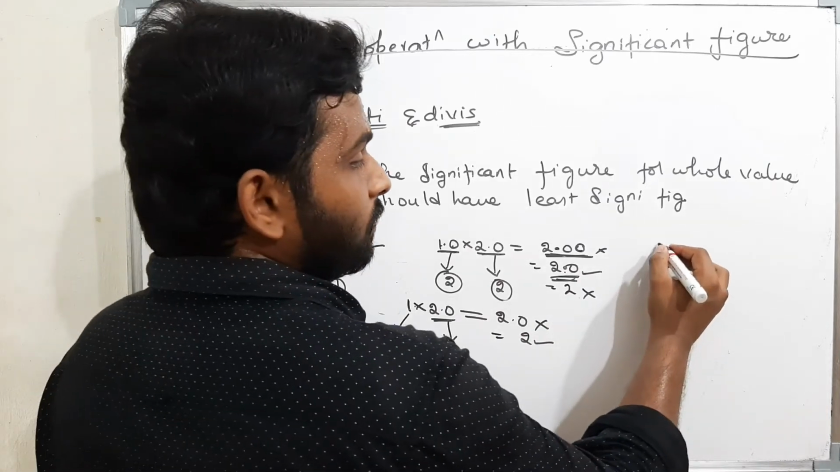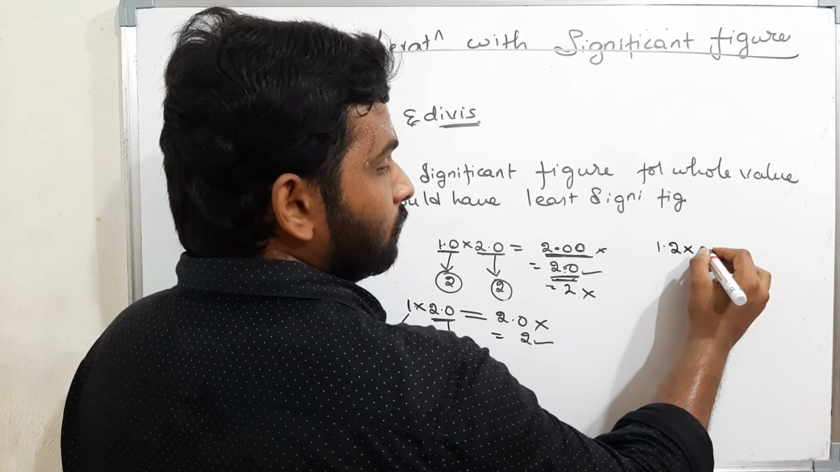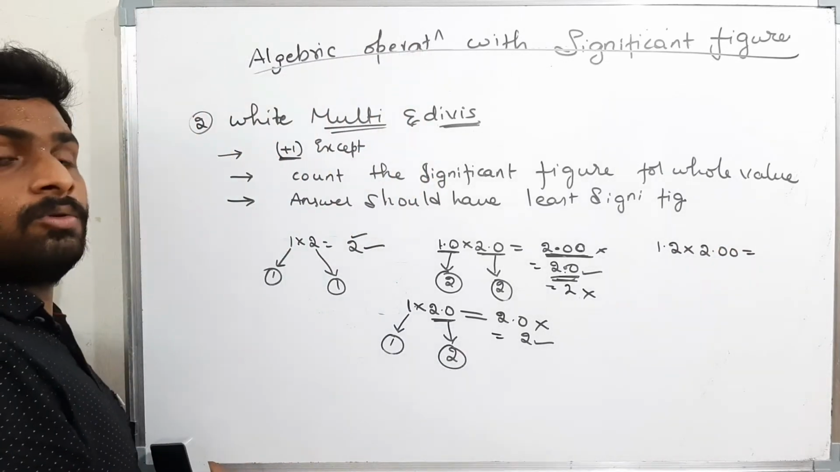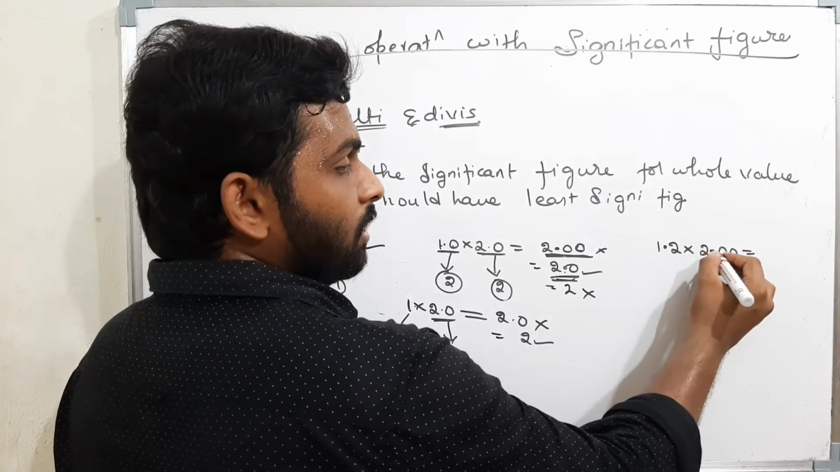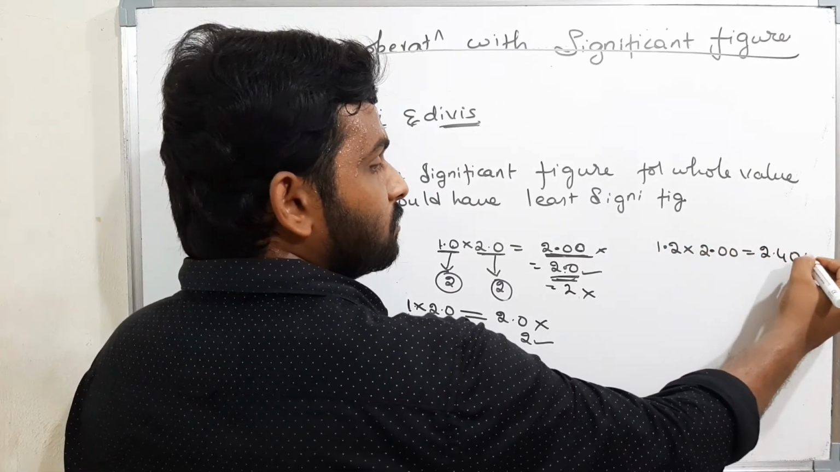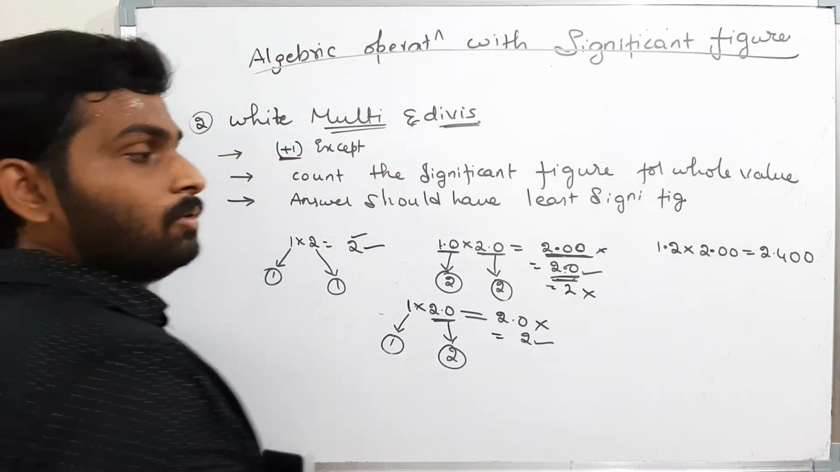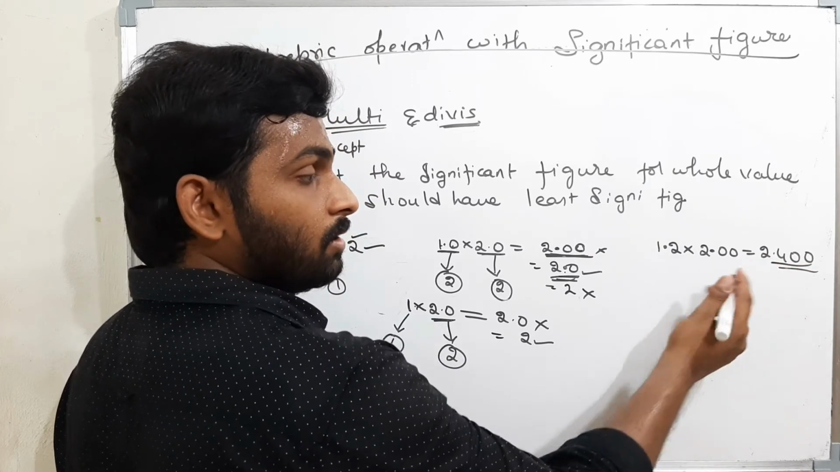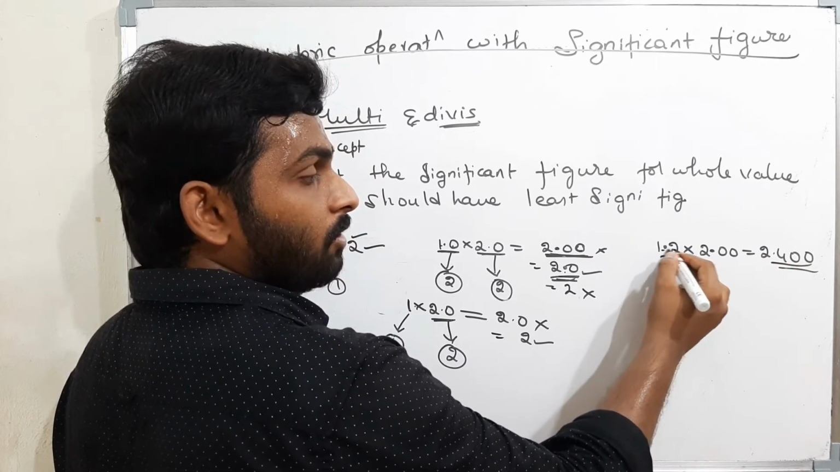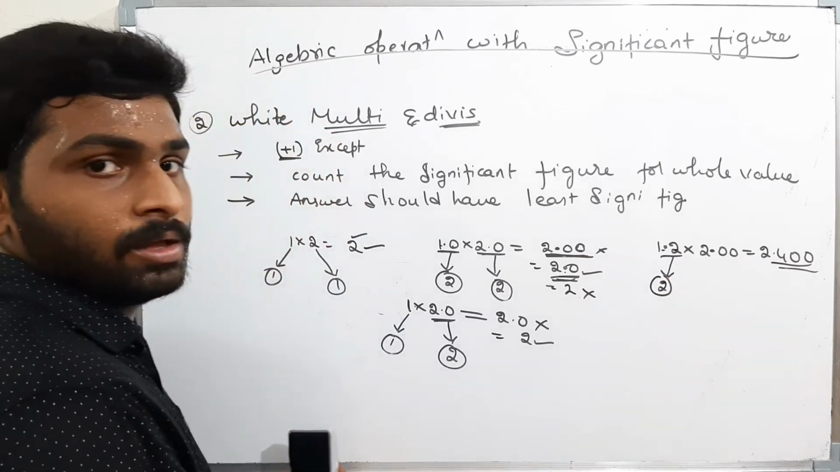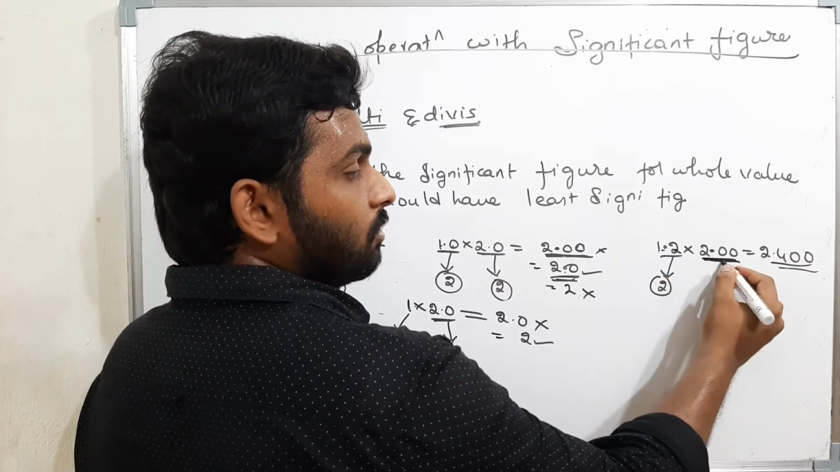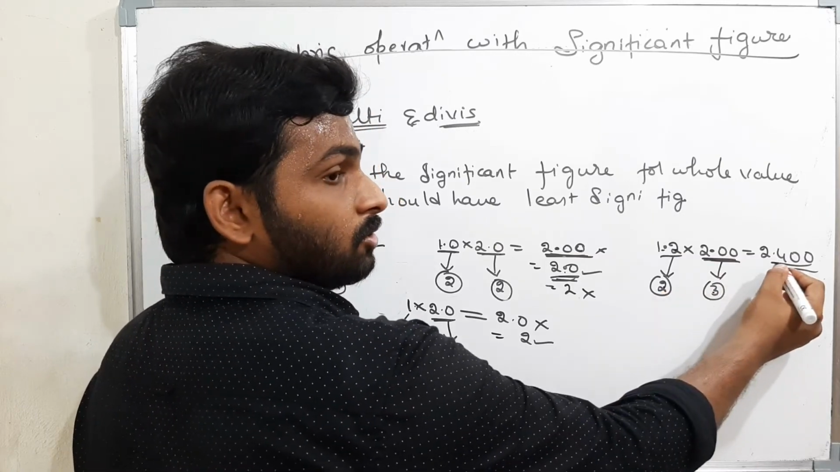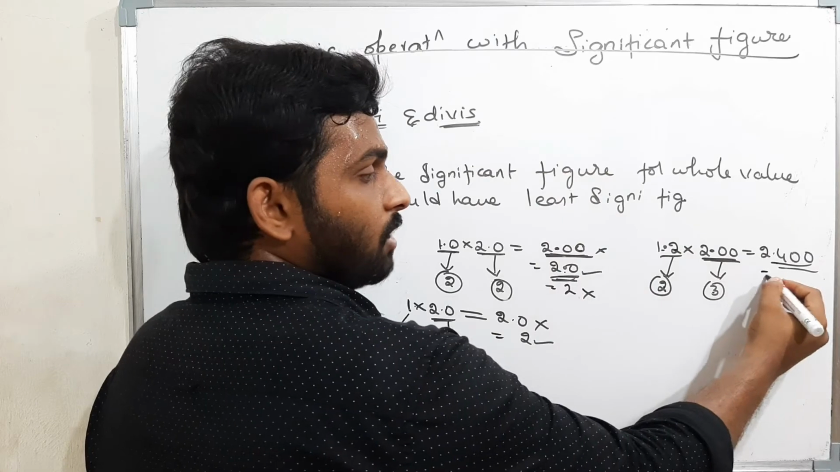Now we will see one more thing. 1.2 into 2.00. What is the answer for this? 1.2 into 2.00, the answer is 2.400. Okay, this is the value we got. But actually this is not the right answer. Why is it not the right answer? See here. How many significant figures are there? 1.2 means 2. Now here how many significant figures? 2.00, 3. Which is the least? 2 is the least. Therefore the answer should also have only 2 significant figures. Therefore the answer is 2.4.